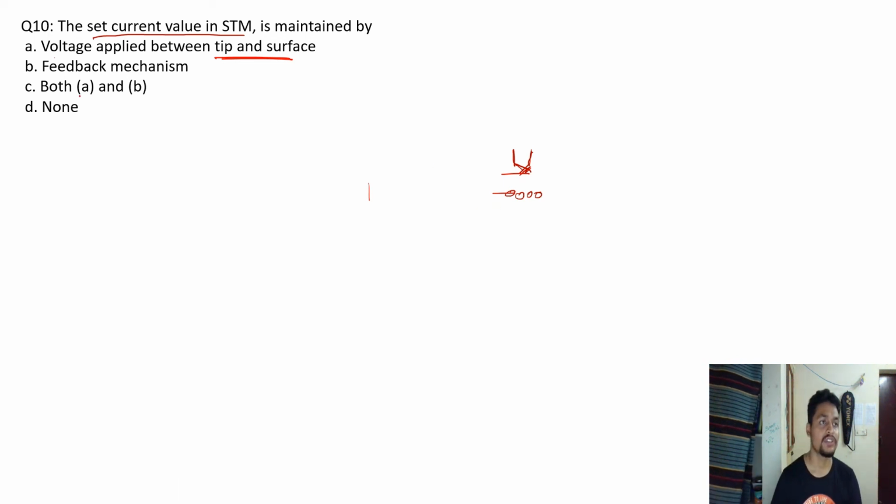So this is not the feedback mechanism. This is the voltage applied. A bias is applied between this and this. So we are maintaining the voltage so that the constant current mode is there, and just the height of the tip is changing by the feedback mechanism. So voltage is the answer, right?